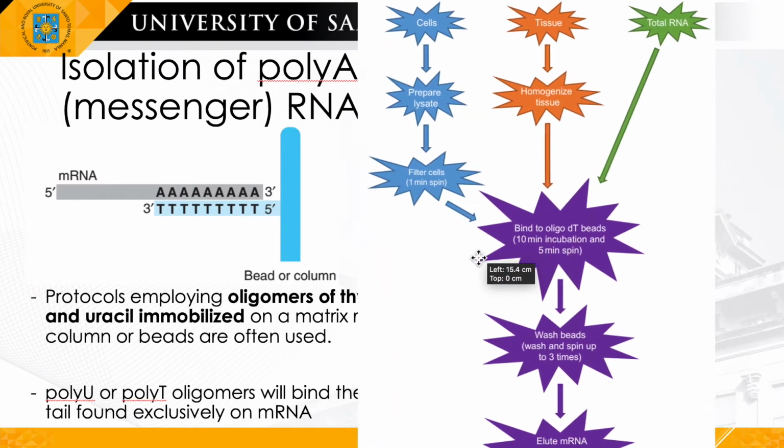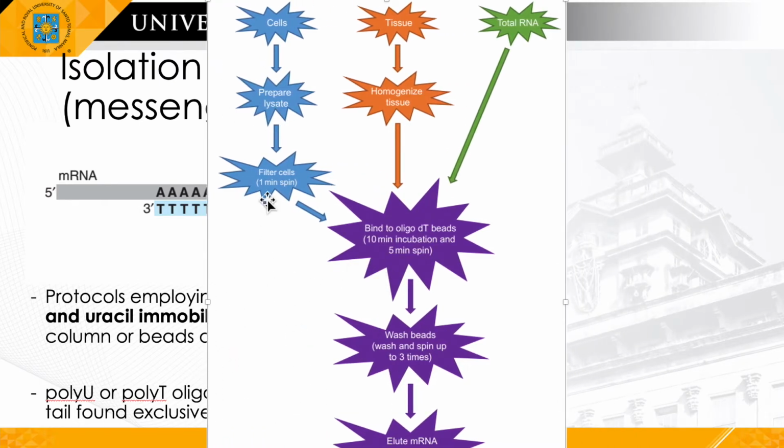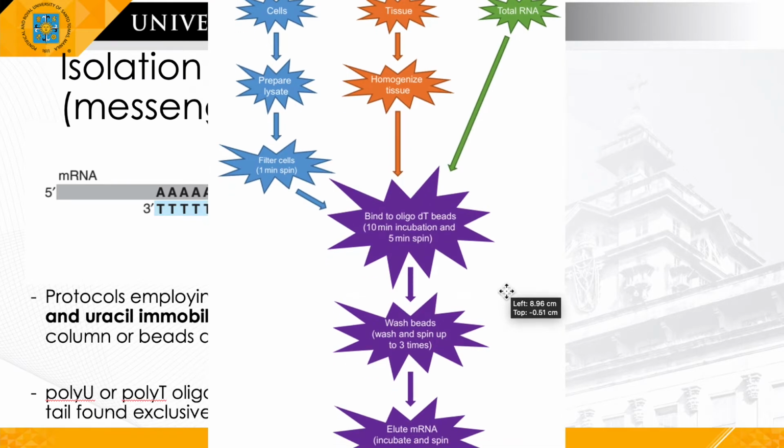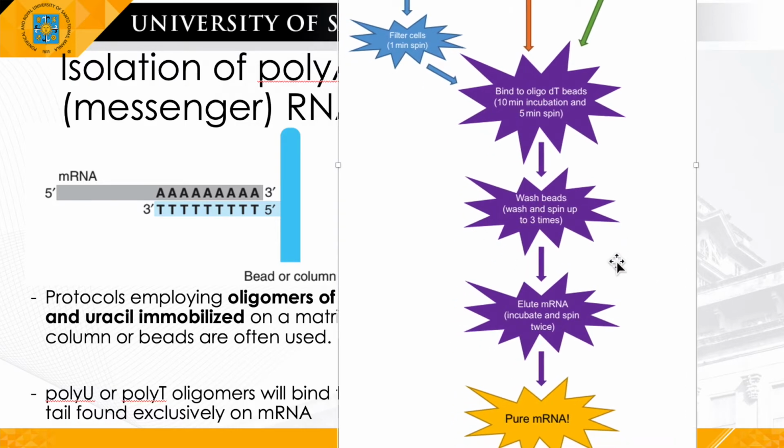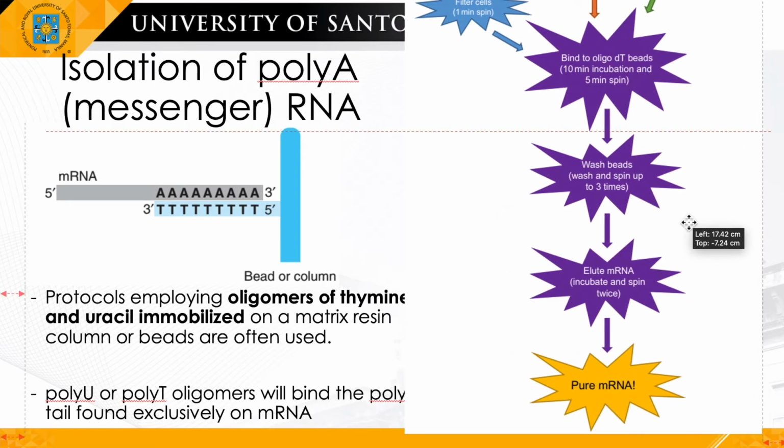So, this is the graphic representation of that process, no? RNA sources like cells, after the lysate is prepared and the cells are filtered or tissues homogenized, or sometimes total RNA, bind to oligo-dT beads or sometimes magnets and are incubated and spun for 5 minutes. And then they are washed away and spun again up to 3 times, and then eluted, incubated, and spun twice. Then after this, you have your pure mRNA.